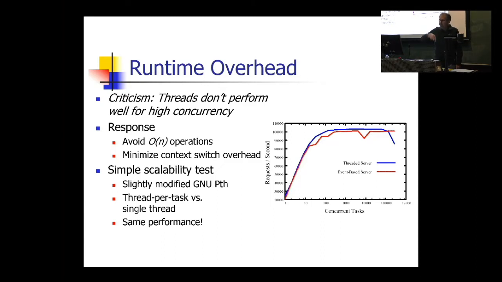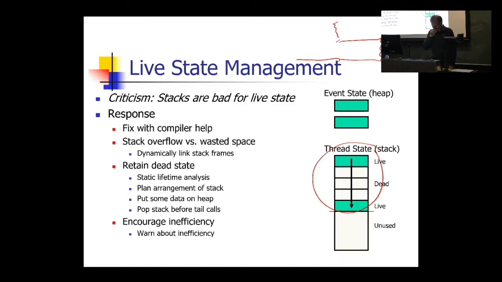Why at the time were people building event-based web servers getting so much better performance than the existing thread-based web server? The thread-based web server at the time was basically Apache, and people built a whole lot of small alternative web servers to basically compete with Apache that were event-based, and they were getting much better performance than Apache. Okay, so the live state management.